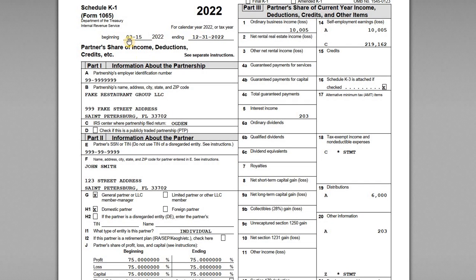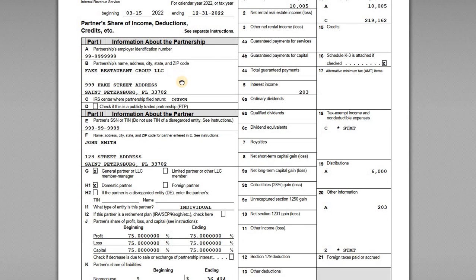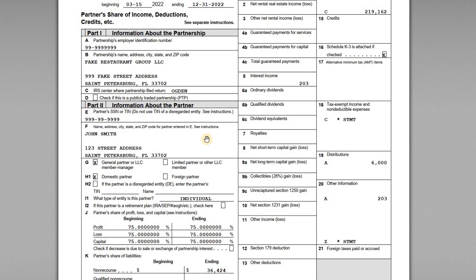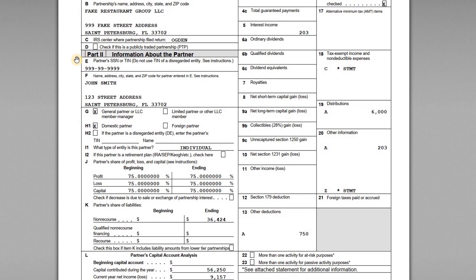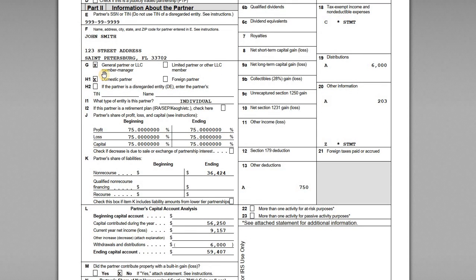So we've got our same period up here, right? So again, it's not the full calendar year. It's March 15 through December 31. Information on the partnership, so ID, partnership name and address, and then information about the partner in part 2, right? So John's name and address, his social security number. Item G here, we've indicated he's an LLC member manager, right? And that's fine. That's consistent with the partnership agreement.